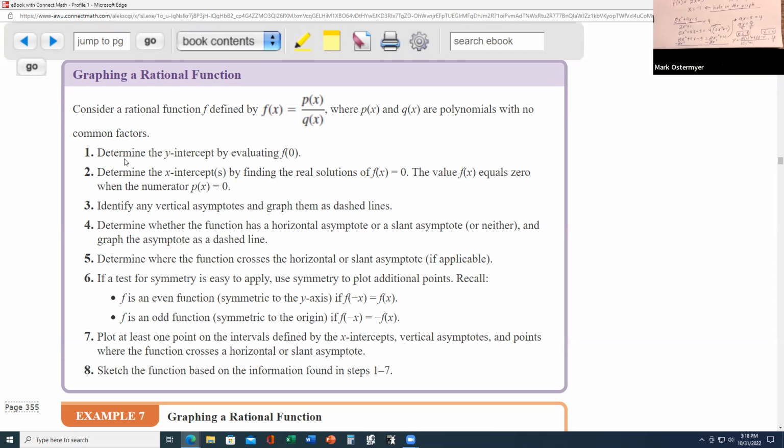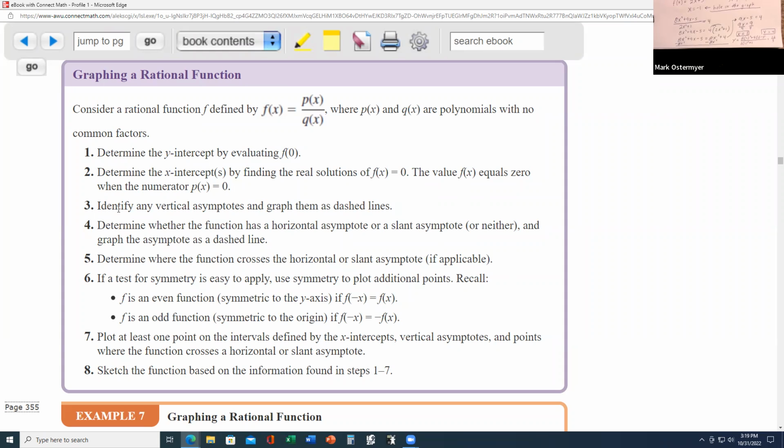First of all, you want to try to find any y-intercept. Does the function have any y-intercept? You find that by letting x be 0. Number 2, does your rational function have any x-intercepts? You find those by setting y, which is normally called function notation, equal to 0.